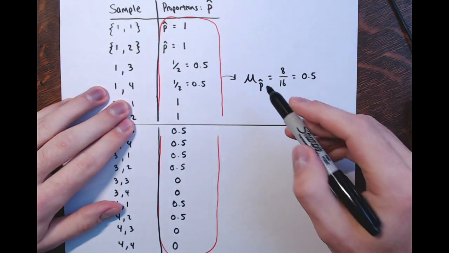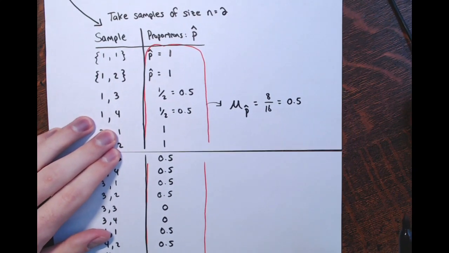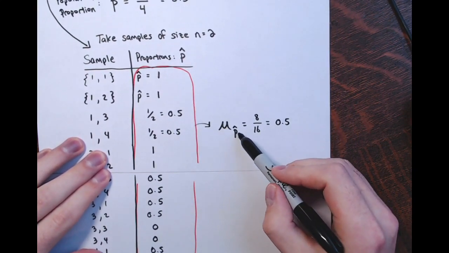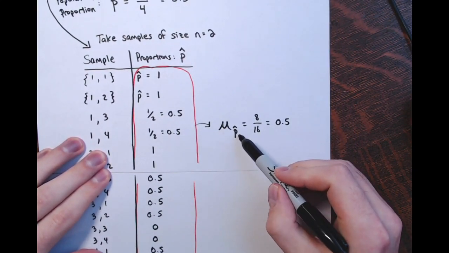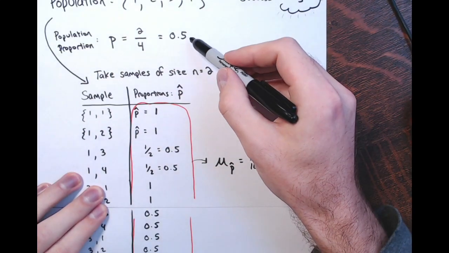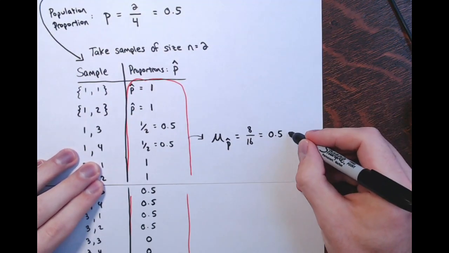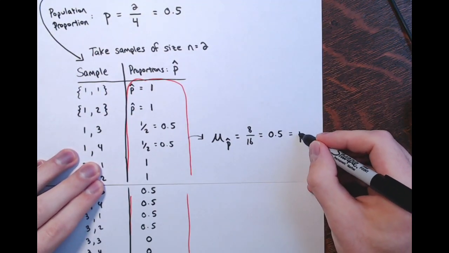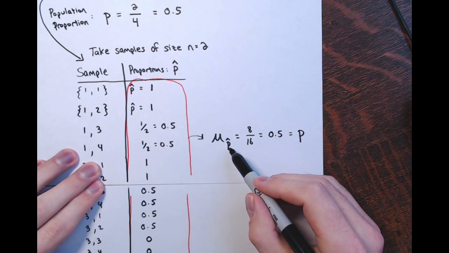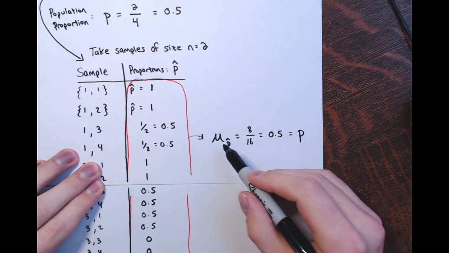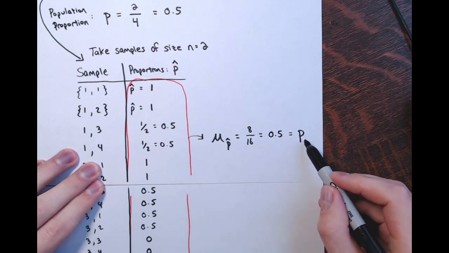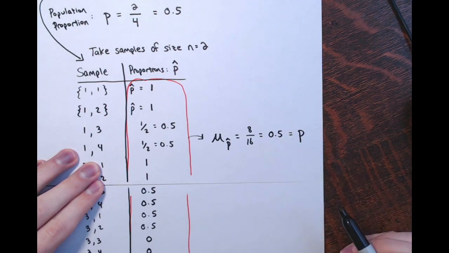Remember what I said earlier, I pointed out a little formula. The mean of all the sample proportions is going to be exactly the same as the proportion of the population, and that's exactly what we're seeing here. So mu p hat, the mean of all the sample proportions, is p, the population proportion, 0.5.